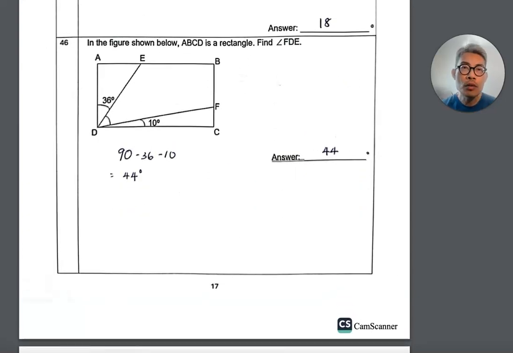Question 46, we are almost finishing. Hang in there, please. If you're tired, let's take a break. Come back in 5-10 minutes' time. Don't take more than a 10 minute break.